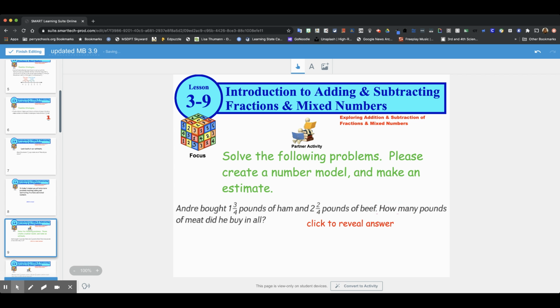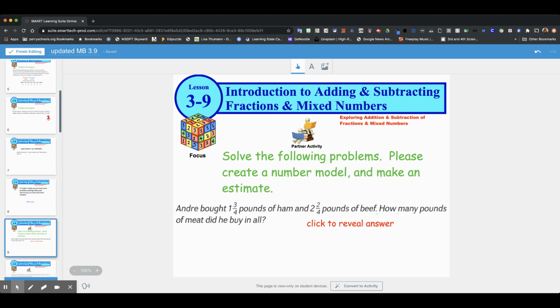We're going to solve the problems. And what I want you to do is, as we're working on these, create a number model and make an estimate. We've been practicing with that. We've practiced doing other names for mixed numbers and improper fractions. So now we're moving on to creating number models and estimates.